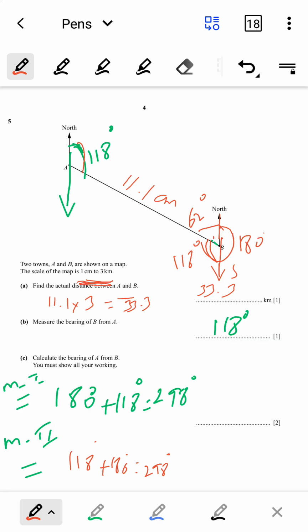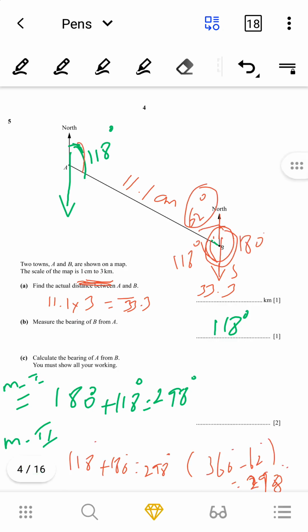Or you can put 360 degree minus 62. You'll be getting 298 because it's a complete angle. In the complete angle, 62 alone you have to remove. You'll be getting 360 minus 62, you'll be getting 298. So all the ways you can go. Anyhow, the board key we are given is 298 degree. That is absolutely correct. Okay.